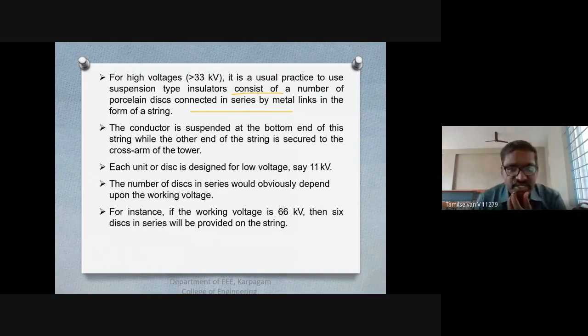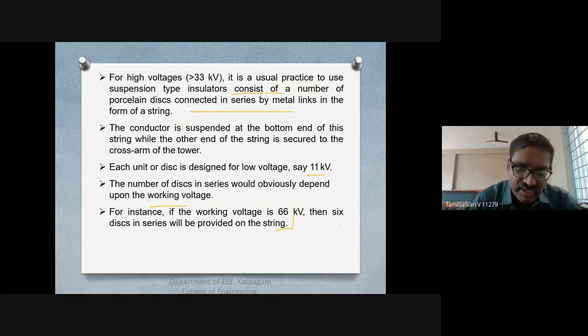See here, each disk is designed for a voltage of 11 kilovolt, and the number of disks in the series obviously depends upon your working voltage. Suppose your voltage is 66 kilovolt, then 6 disks are needed, connected in series. So that provides the string.